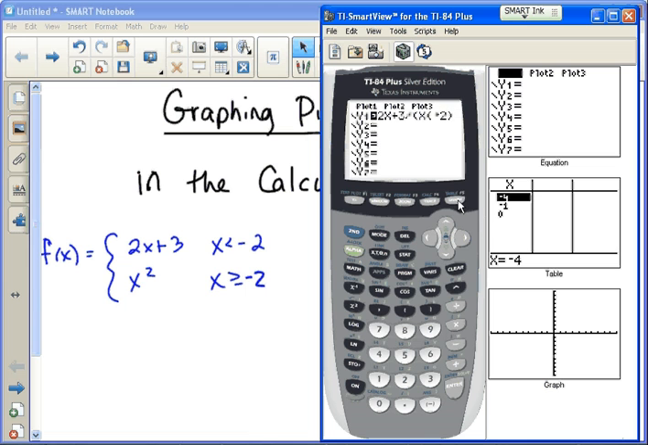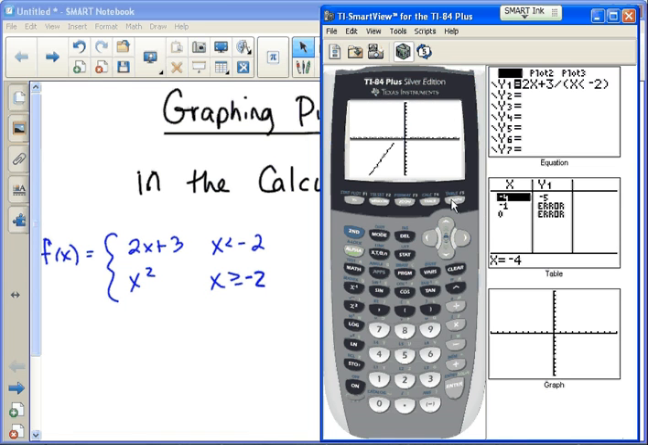Okay, so if you look at the graph, notice it draws the line, but it stops right here at negative 2, which is perfect. It's exactly what we want. So now let's plug the second equation in, x squared. We do a divided by, and then parentheses, x, second test. This time I need greater than or equal to, so that's 4, negative 2. Close the parentheses. So now if we look at the graph, you can see how we have our linear part, the 2x plus 3, all the way up until negative 2, and we have the x squared starting at negative 2 and then going on out to infinity.